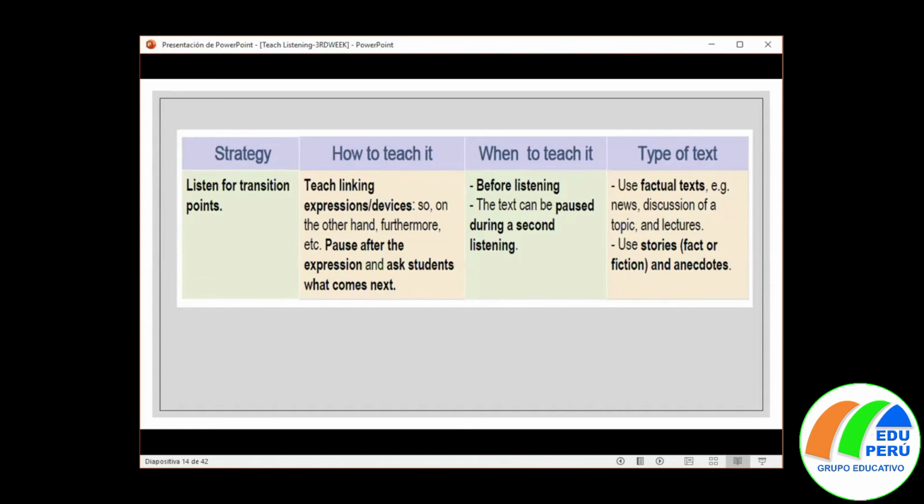Notice you're practicing here the transition markers, transition devices or expressions, but with the listening, right? Type of text. What kind of text could you use? Use factual texts, news, discussion of a topic and lectures, or you could also use stories, fact or fiction, and anecdotes. In a story, for example, I use this with stories mostly. Yeah, a short story when you use some connectors. For example, I used it 2 weeks ago. You could use in reading and listening a story, and I practice time linkers, as soon as, or after, or then, unless.